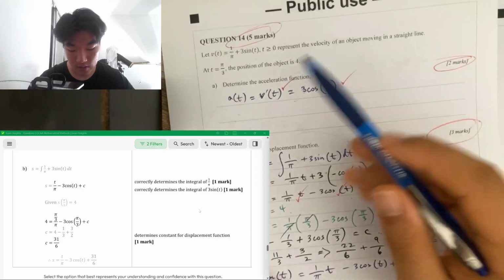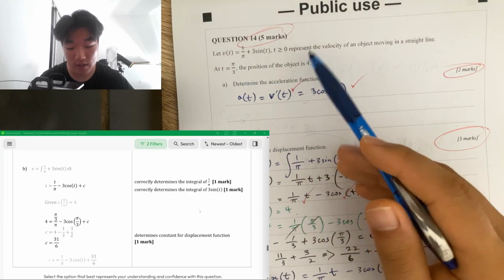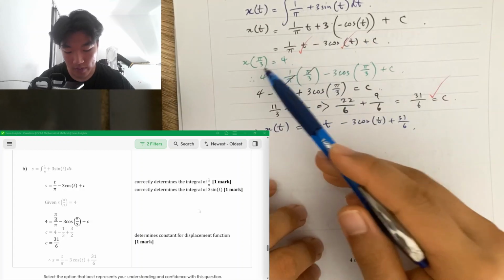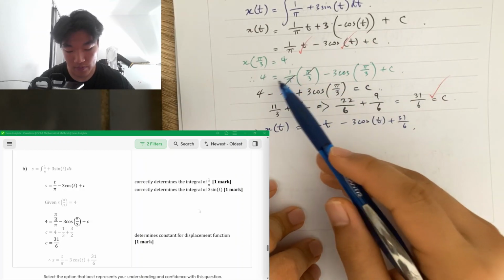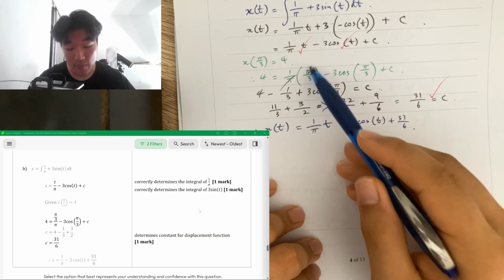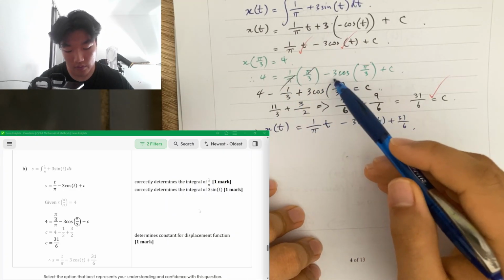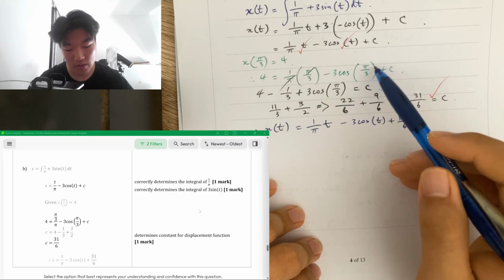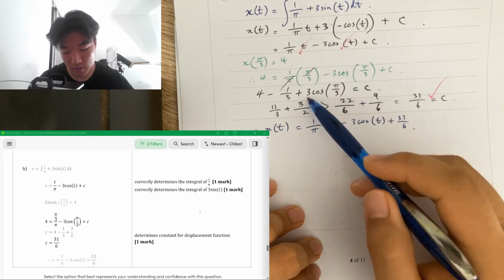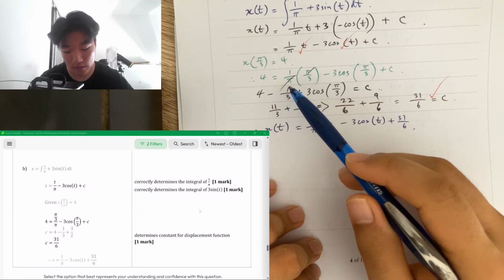Then, given the context, at t equals pi over 3, the displacement is 4. We can sub that in to work out c. Yep, 4 equals, we sub it in, the pi's cancel, leaving us with 1 over 3, and then negative 3 cosine of pi over 3. I just added it on both sides, so it becomes positive here, and I've subtracted 1 over 3 on both sides to get negative a third here.